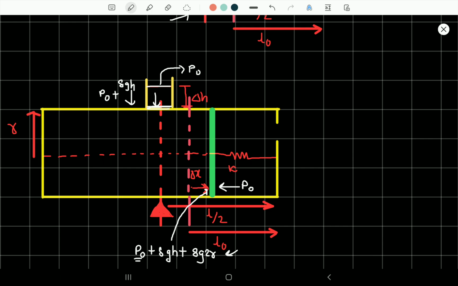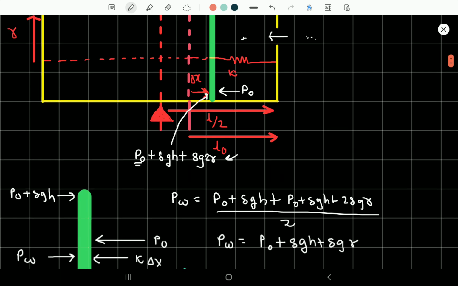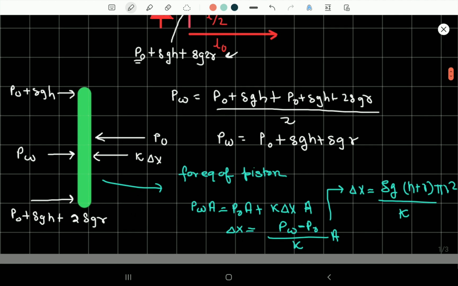Since it is open, there is a hole here, so this would be an isobaric process. The pressure outside would always be P naught. Now we write the equilibrium equation on the piston. Here the pressure is P naught plus rho gh, and at the bottom the pressure is P naught plus rho gh plus 2 rho gr. From the other side, the forces acting are k delta x and the pressure P naught.